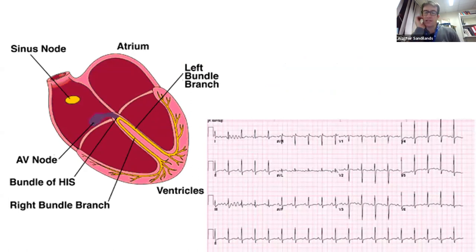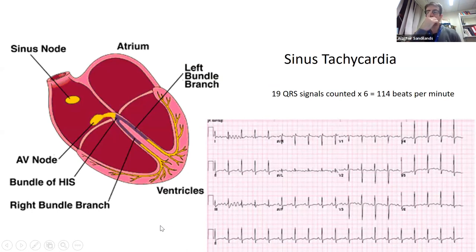Okay, I'll let you have a look at this example to calculate the rate. Okay, that's 19 times 6, that'll be 114 beats a minute. It's just about normal. And in this example, we have P waves before every QRS. So this is a sinus tachycardia, P waves before every QRS.